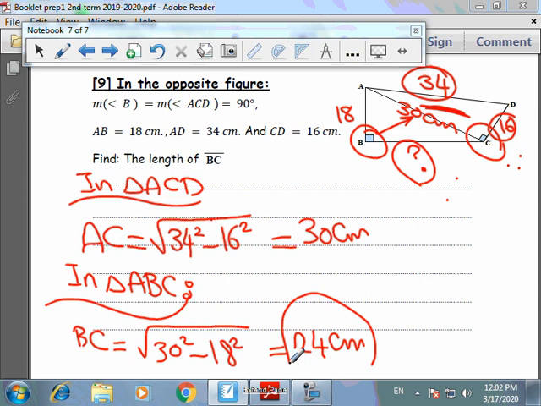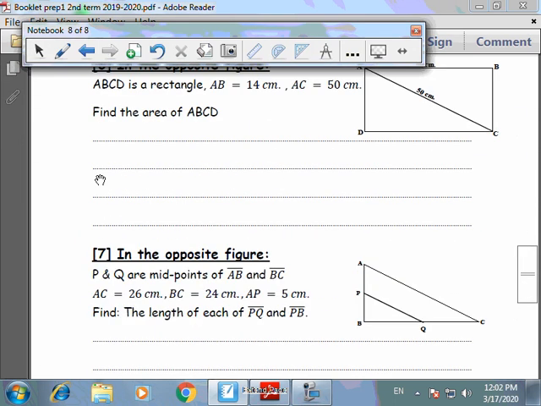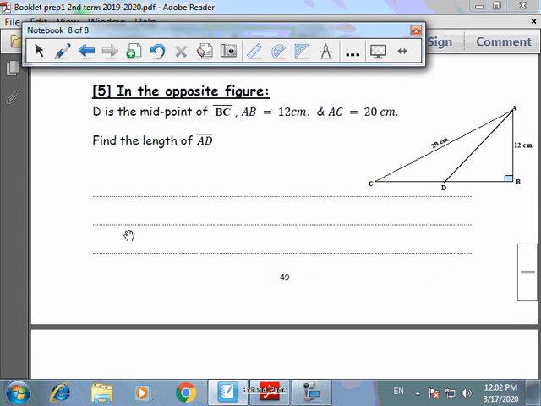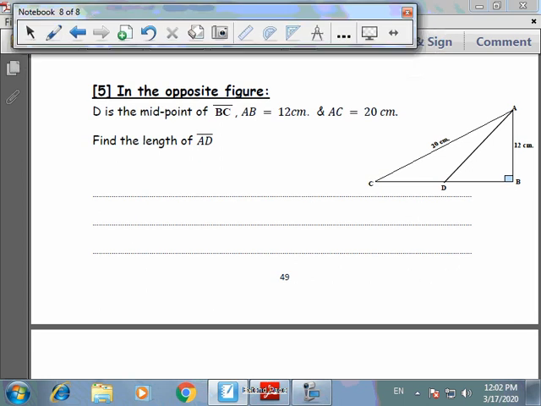Okay, let's go to another example in page 49. The last example in our video, number 5, page 49. D is the midpoint of BC, which means this side equals to this one. AB equals 12, AC equals 20. I would like to find the length of this side. Okay. Again, I have a right angle triangle, so I have to use Pythagoras. Look at the big triangle, ABC. So I have two sides. I have 12 centimeters and 20 centimeters.